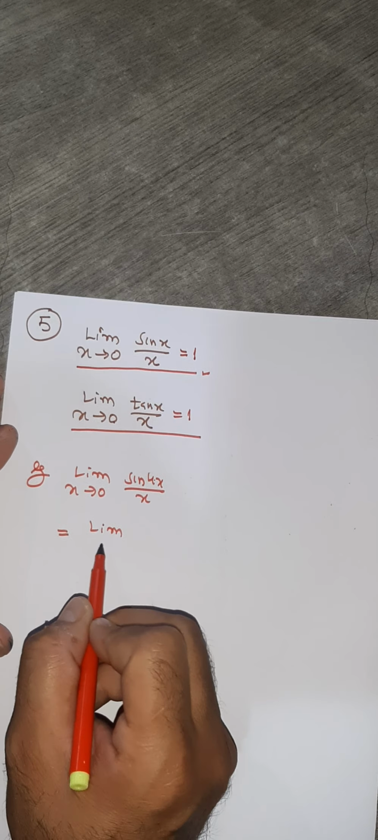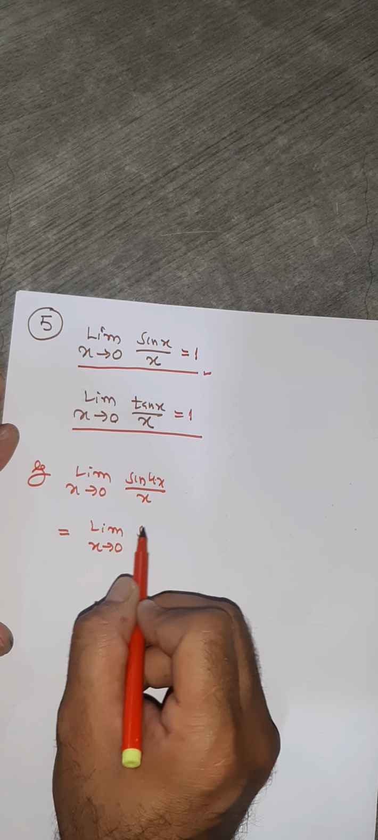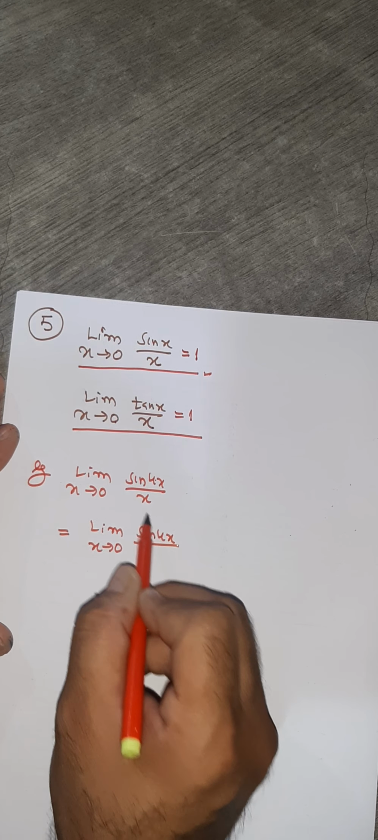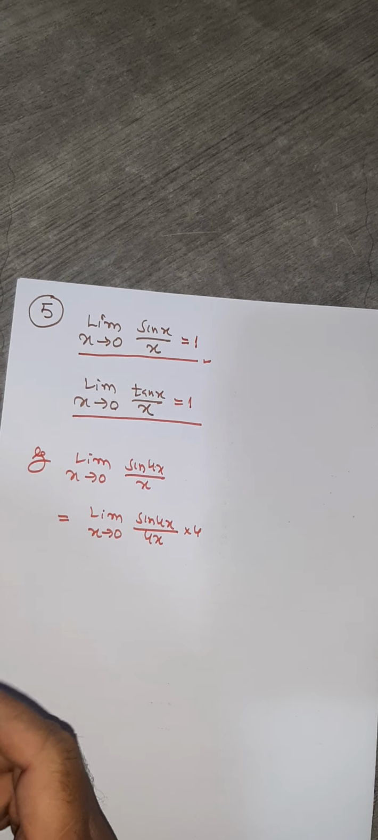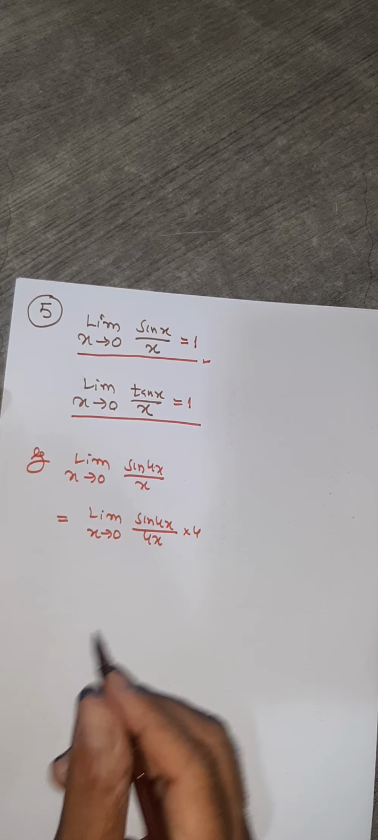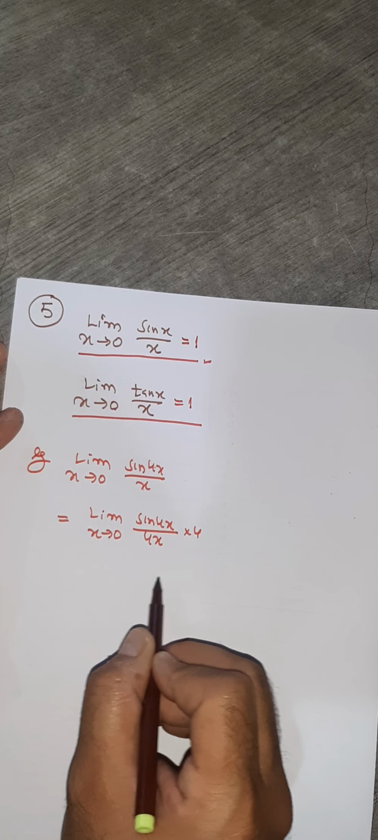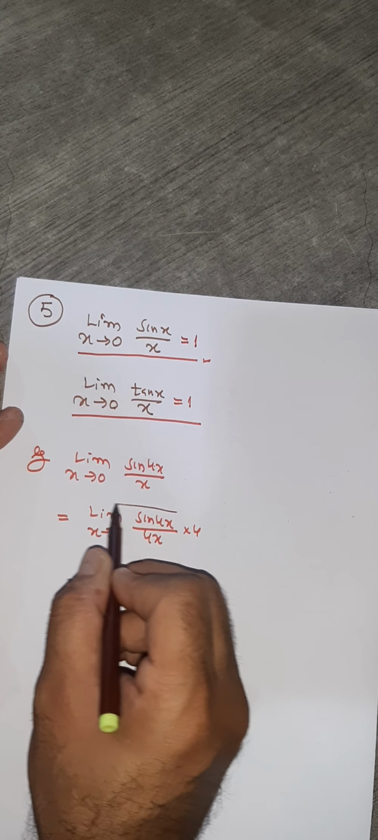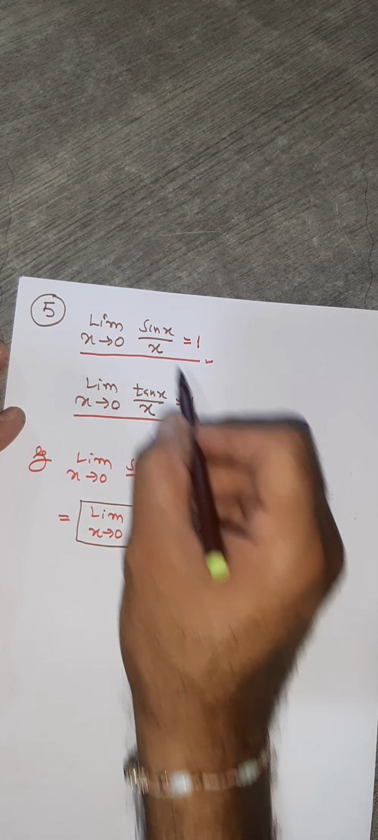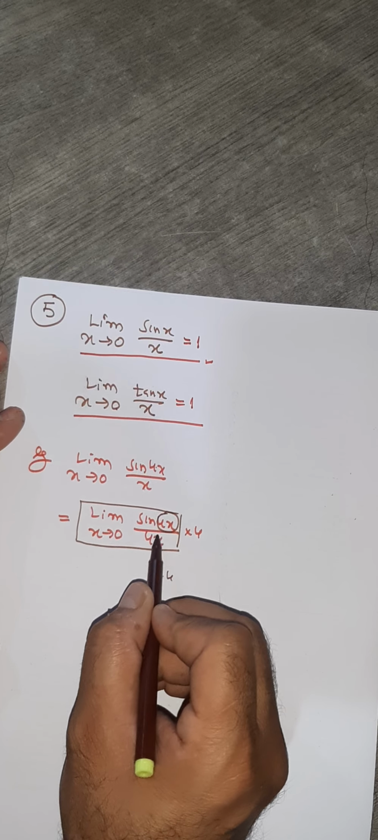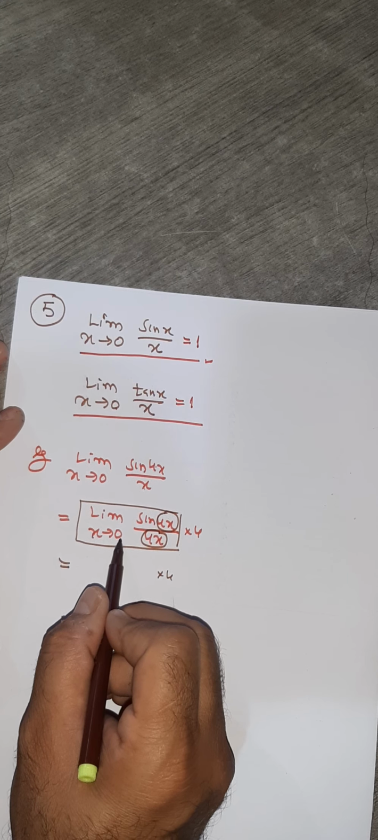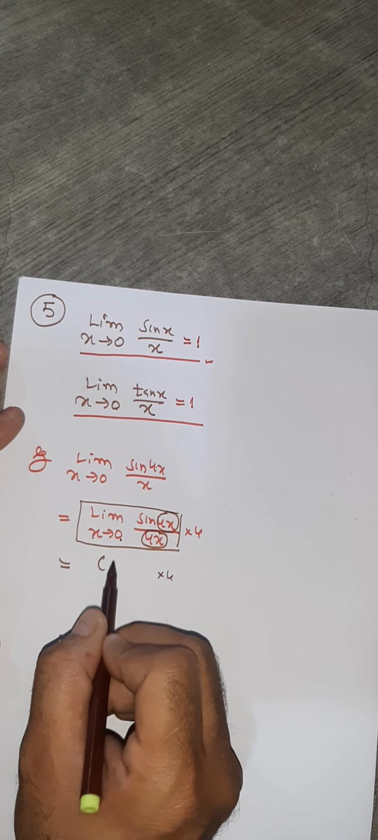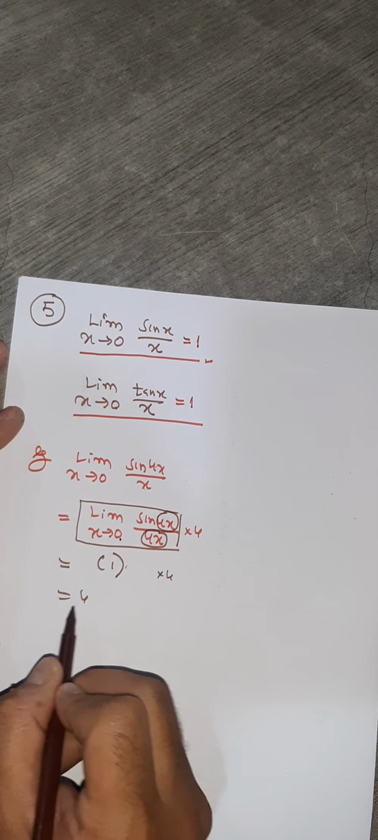So I can do it like this: limit x tends to 0, sin 4x. I want 4x here, so multiplying and dividing by 4. Fine. Now this is a constant, so that constant remains as it is. What's the limit of this by the above result? Both are equal, that's important. Whether it is 4x or 20x, or just x, that's not important. The angle should go to 0. So this is always 1. So your correct limit is 4.